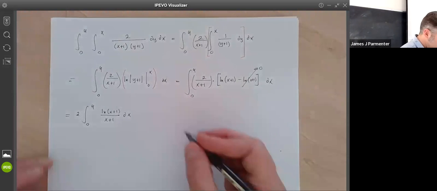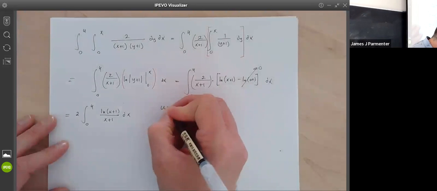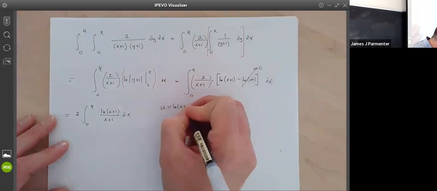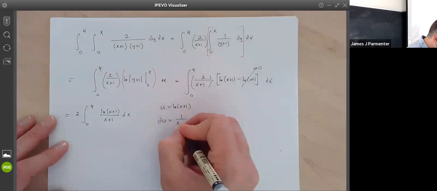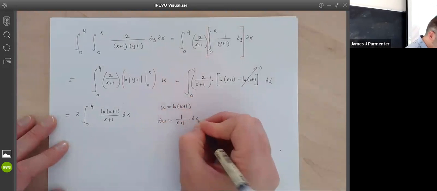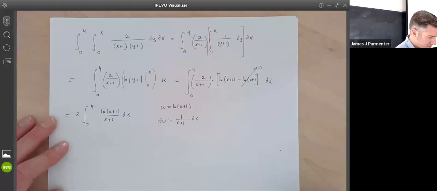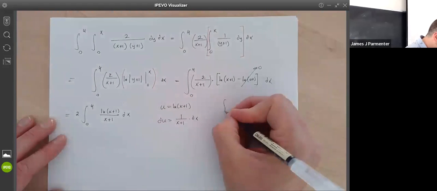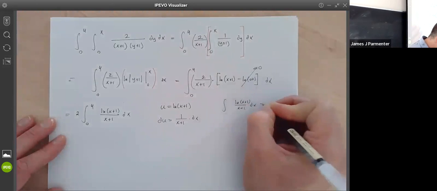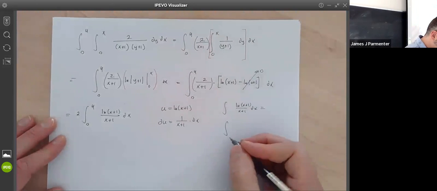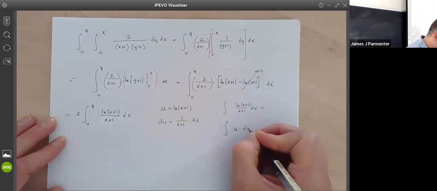I think the better choice for a u-sub here is letting u equal the natural log of x plus 1, because the derivative of that is 1 over x plus 1 times dx. Then the integral of the natural log of x plus 1 over x plus 1 dx becomes the integral of u du.